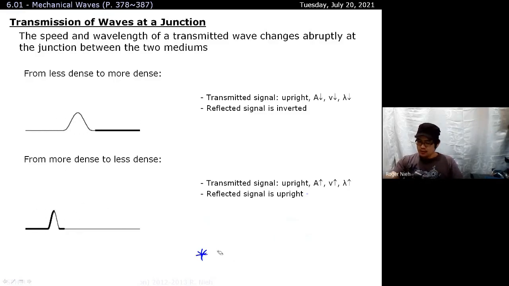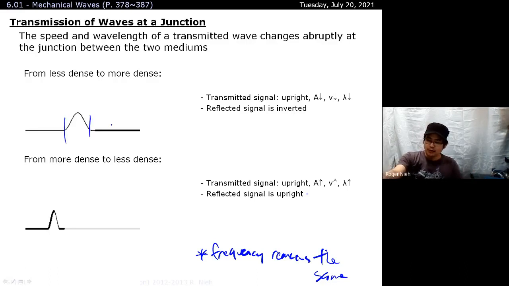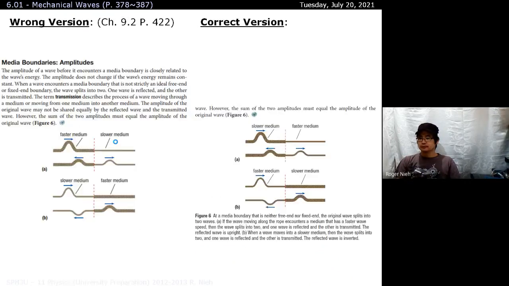Oh, my handwriting's terrible. Frequency remains the same. So you may want to have that in your notes as well. Okay, so knowing that the frequency remains the same, but what does change is the wavelength, let's go and solve the next problem.